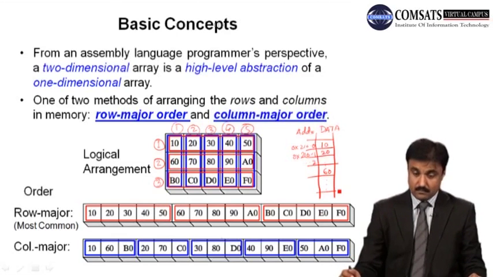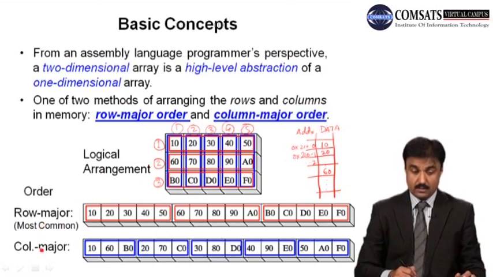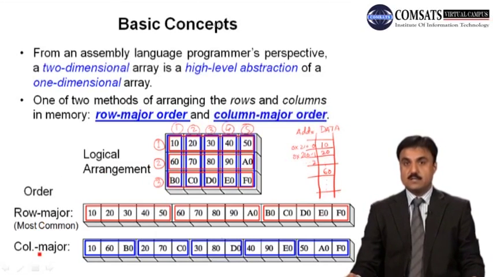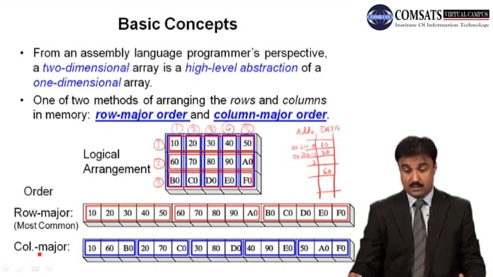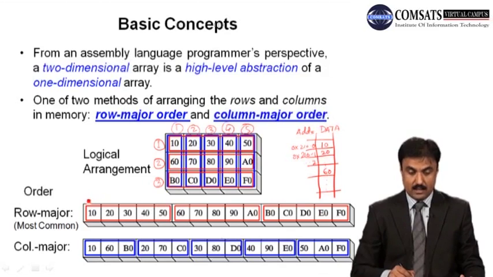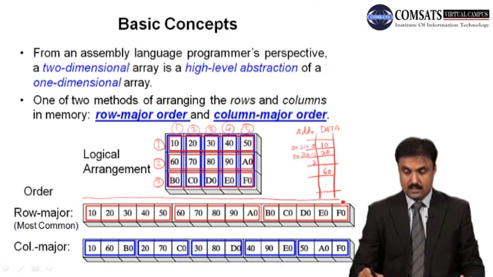One is called the row major order, the second one is called the column major order. Now first we will discuss what is row major order and what is column major order. Here you can see we have the first row, then the second row, and then the third row. So we have 3 rows and 5 columns. And this is like a linear array, a linear memory model.